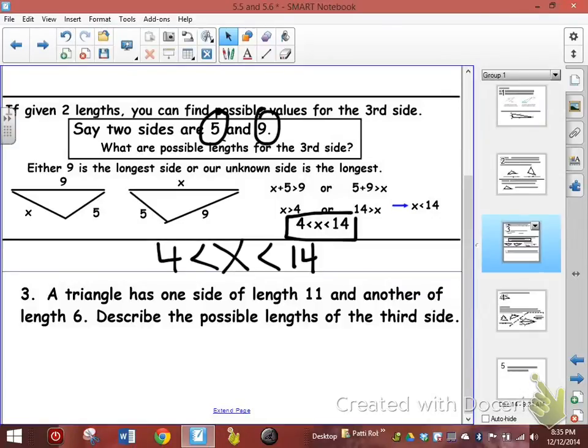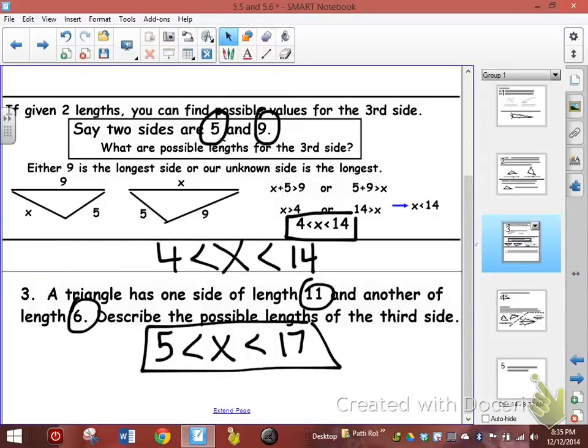Okay, so example 3 says a triangle has one side of length 11 and another of length 6. Describe the possible lengths of the third side. So all you do, when they actually give you two sides, put x in the middle. You add these two numbers to get the big number, so 11 plus 6 is 17. And then you subtract them to get the smaller number, so 11 minus 6 is 5. And that's all you have to do. There's no work to show whatsoever. Just do that.